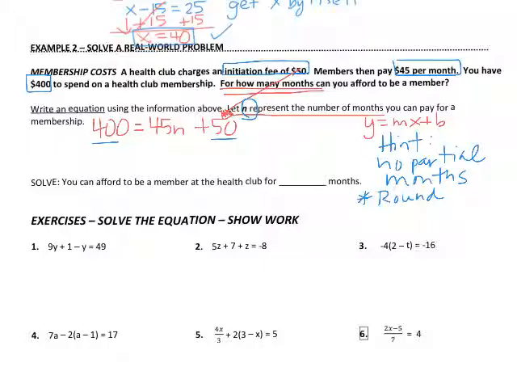Okay, so rounding appropriately to figure out the number of months that you can afford. You have to have a whole $45 to pay for the next month. You cannot be a member for a partial month. All right, let's go down to the next.